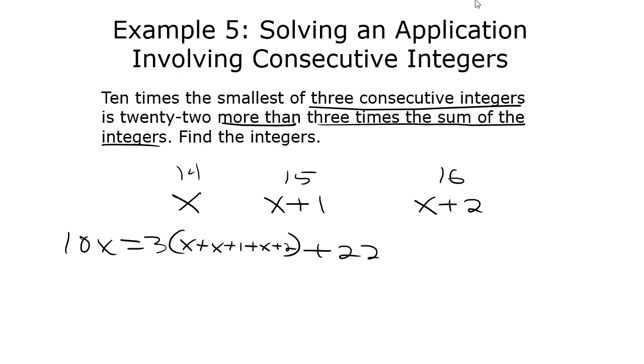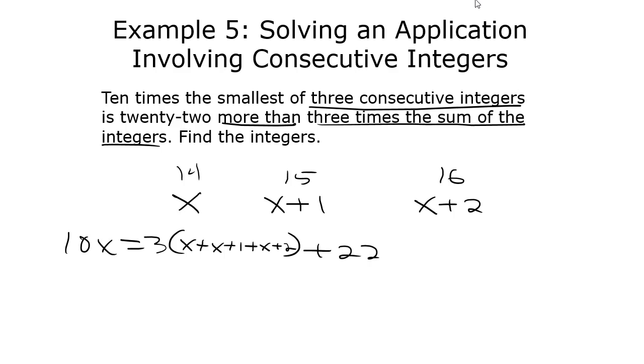We go back and we reread it in small little bite-sized pieces and we pull out what it tells us. 10 times the smallest of the 3, so that's my 10x, that's my equals. 22 more than, so that's the plus 22 at the end. 22 more than what? 22 more than 3 times the sum of the integers, so 3 times all of the integers added together. We've translated all the bits and pieces. We've now found our quote-unquote hidden equation, right? Because in every word problem, there's a hidden equation that you have to solve.